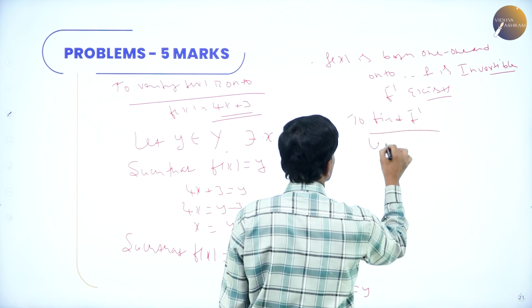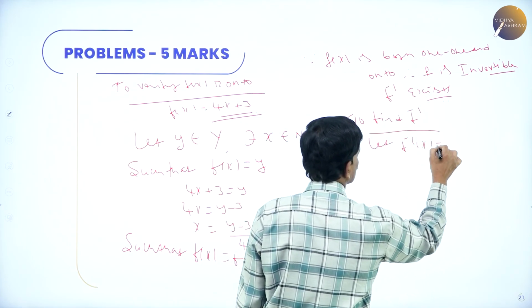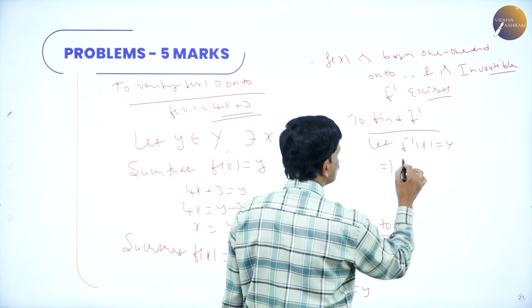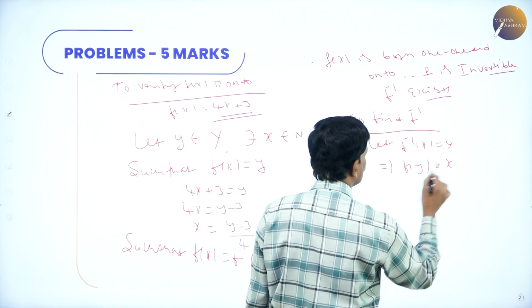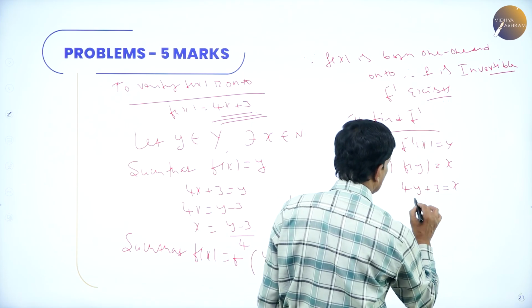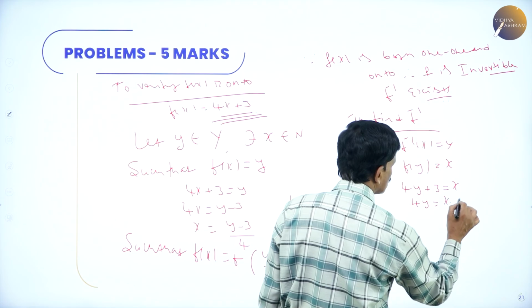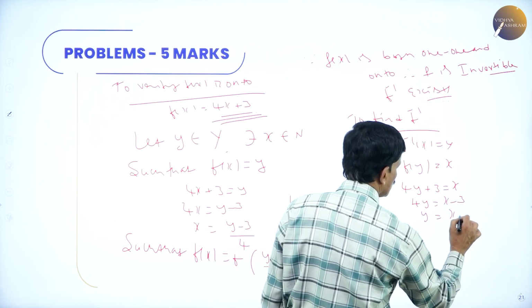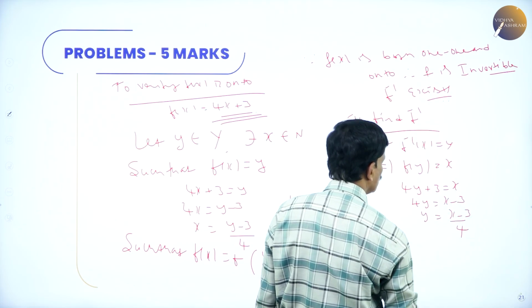let us write like this. Let f inverse of x is equal to y. This implies f of y is equal to x. That is nothing but 4y plus 3 is equal to x, or 4y is equal to x minus 3, y is equal to x minus 3 divided by 4.